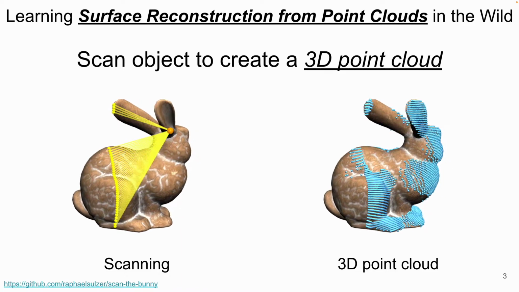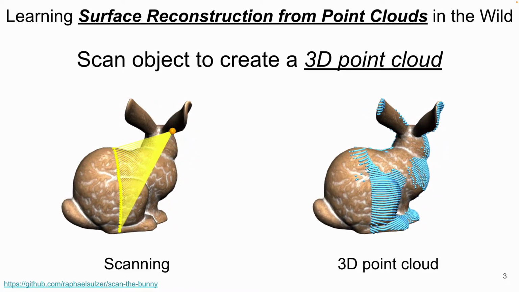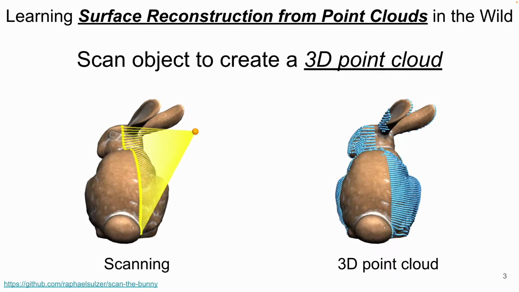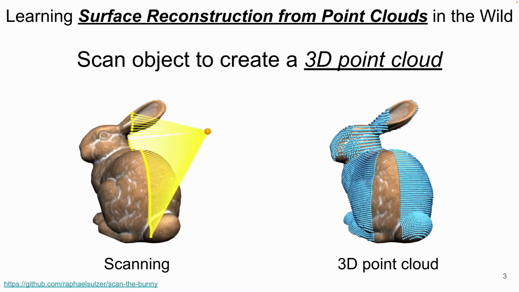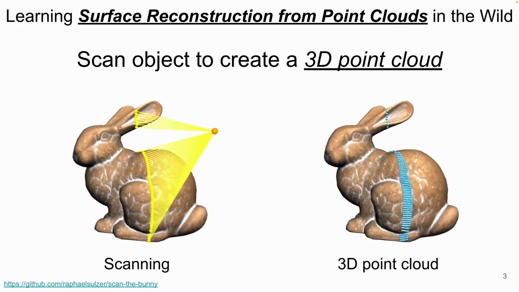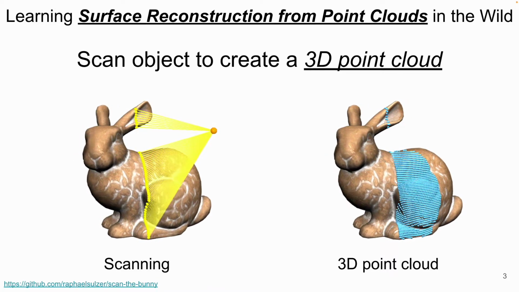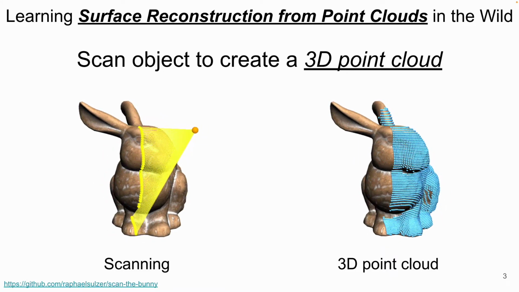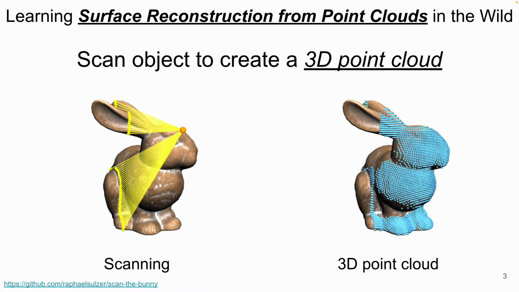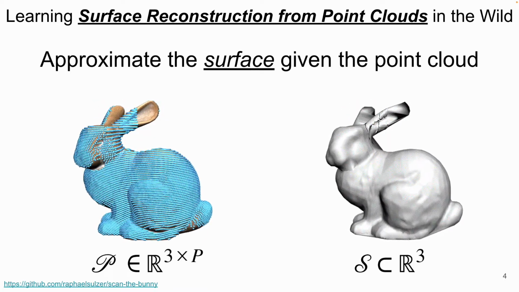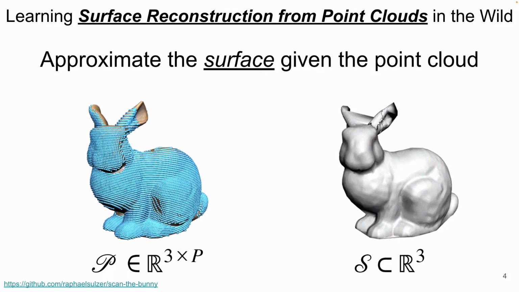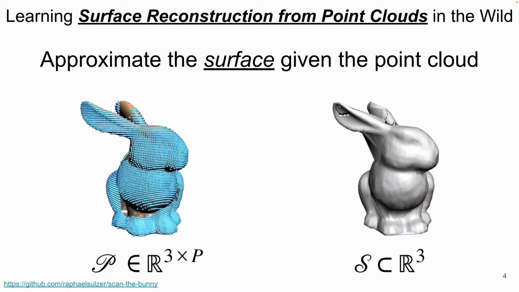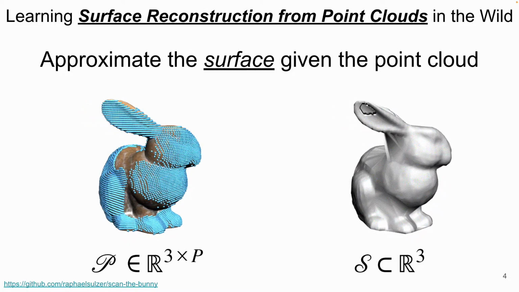And one answer can be to scan the object, such as I've shown here. So on the left we can see a simulation of a range scanner which can measure the distance from the sensor, shown with the orange dot, to the object. And this scanner, but also other scanning technologies, allow us to create a 3D point cloud of the object, here shown on the right. And now, given this point cloud, we can approximate a continuous surface from the discrete point measurements. And this step is what we call surface reconstruction from point clouds.